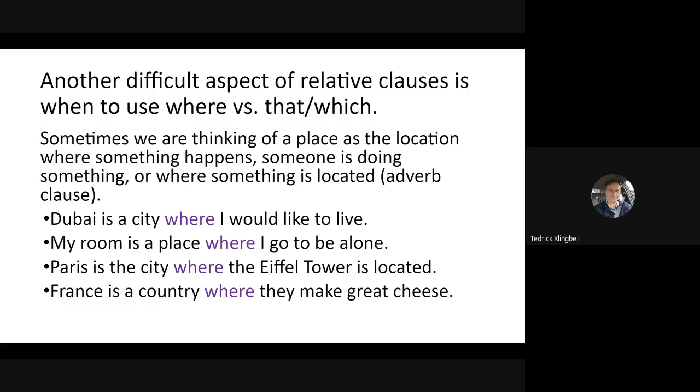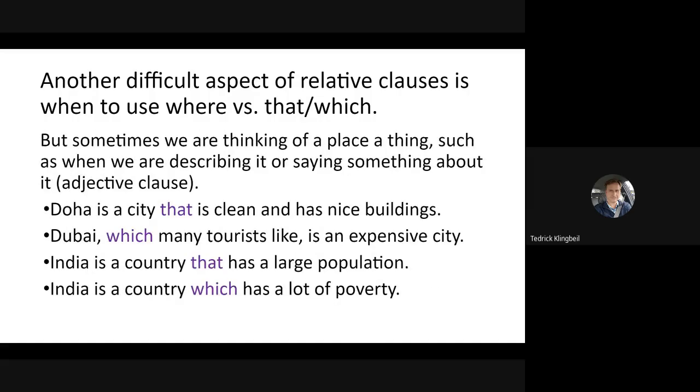All right, so let's go on and look at how to use that or which. Another difficult aspect of relative clauses is when to use where versus that or which. But sometimes we are thinking of a place, a thing, such as when we are describing it or saying something about it, an adjective clause. Let me reread that. But sometimes we are thinking of a place, a thing, such as when we are describing it or saying something about it, adjective clause.